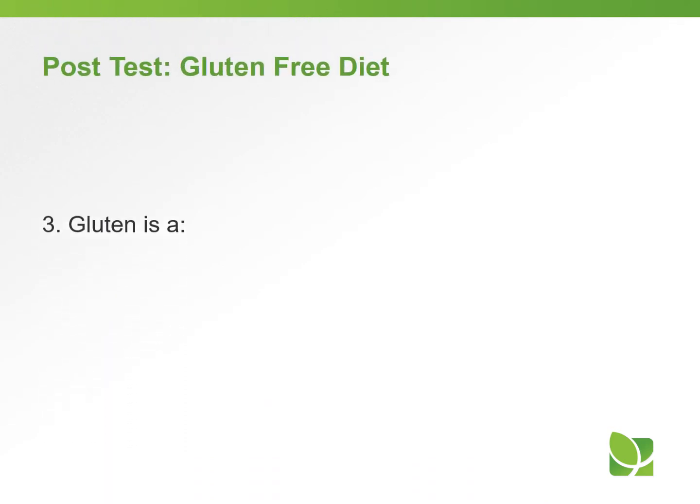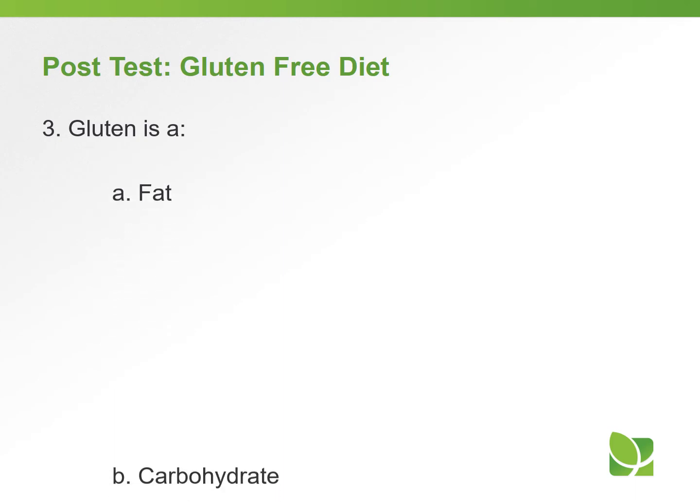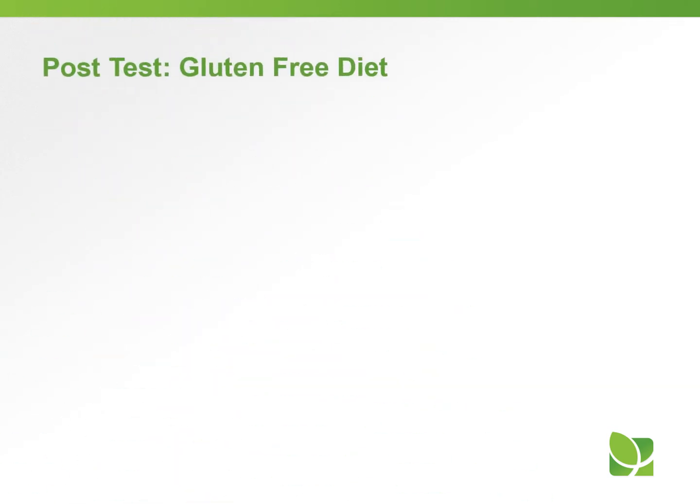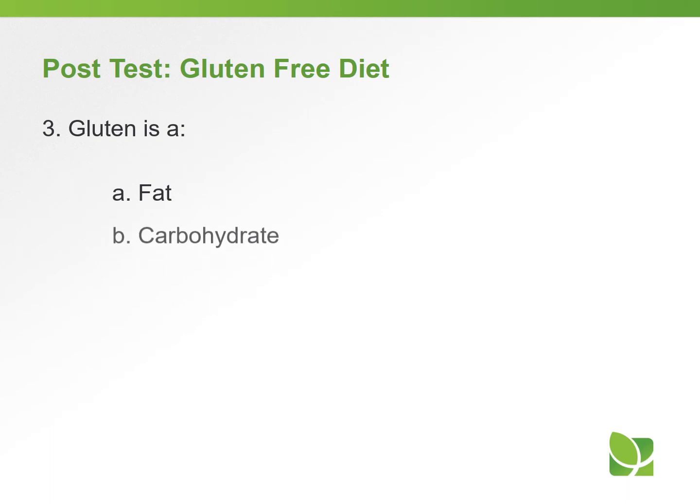Question number 3, gluten is A, fat, B, carbohydrate, C, protein, or D, none of the above? And the answer to question number 3, gluten is a C, protein.